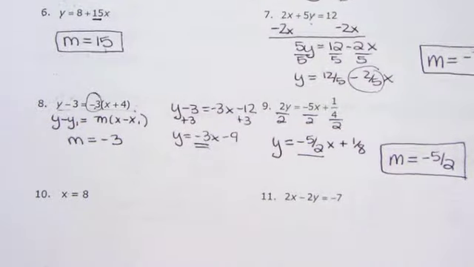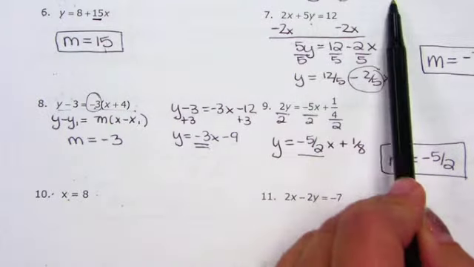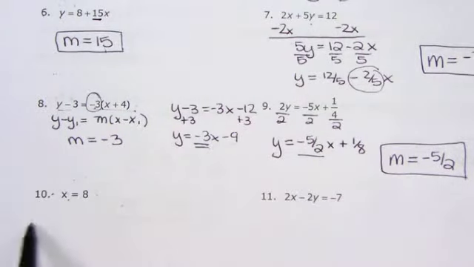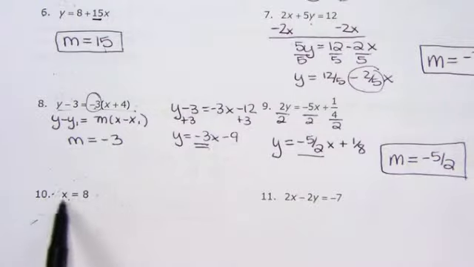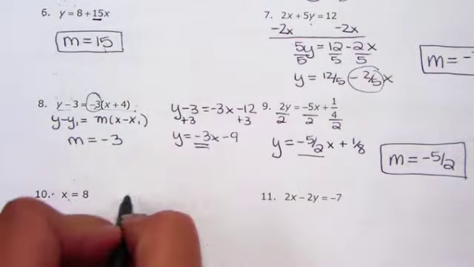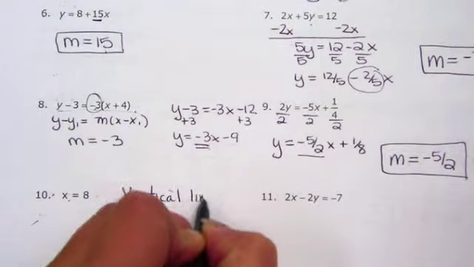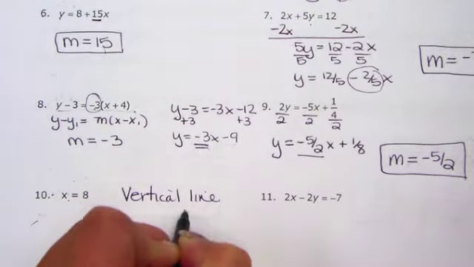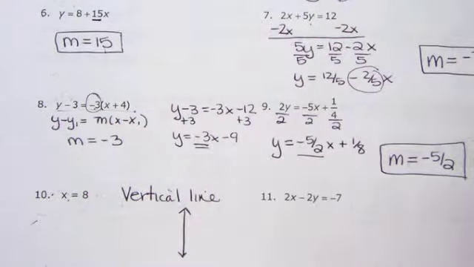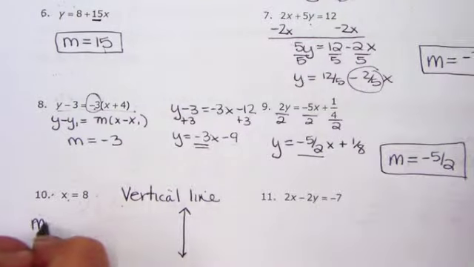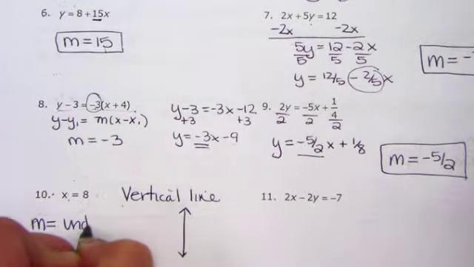Problem number 10 may have caused you a little bit of trouble because it does not fit the mold of y equals mx plus b. What type of line is x equals 8? Say it out loud. You're correct if you said this is a vertical line. And if you remember, vertical lines and their slopes are undefined. So this slope is undefined.